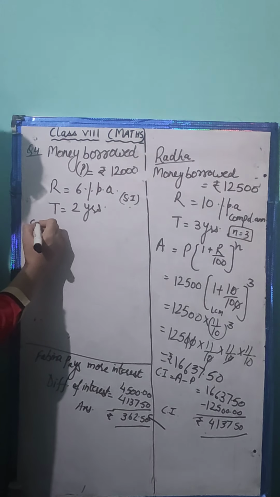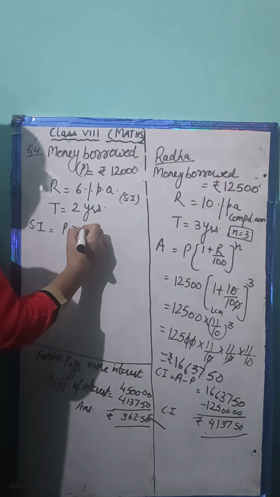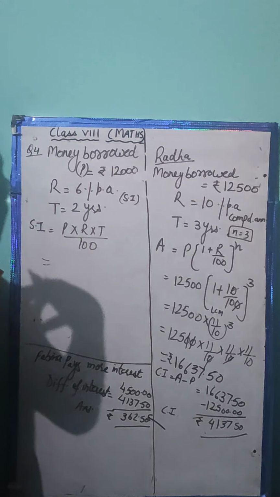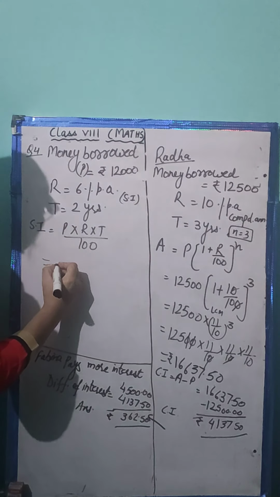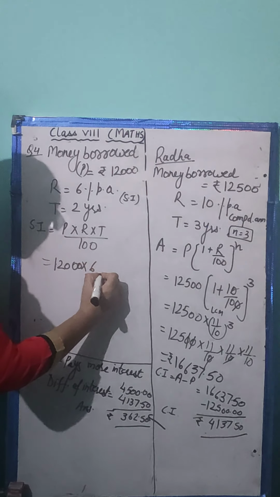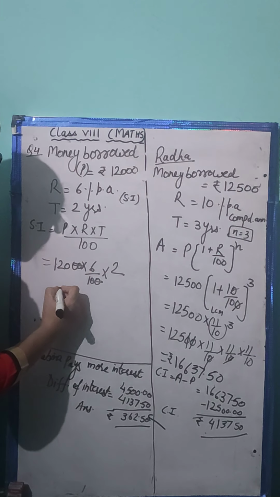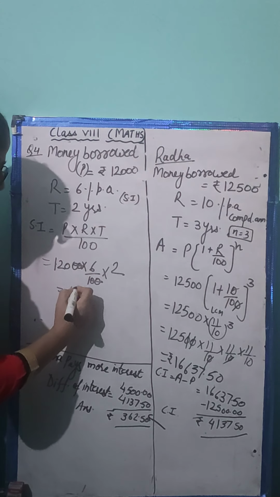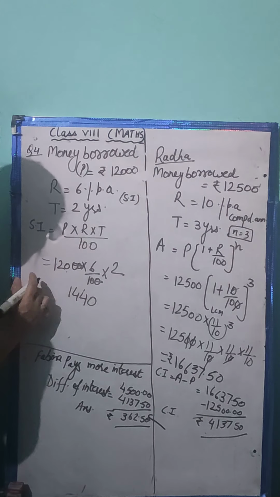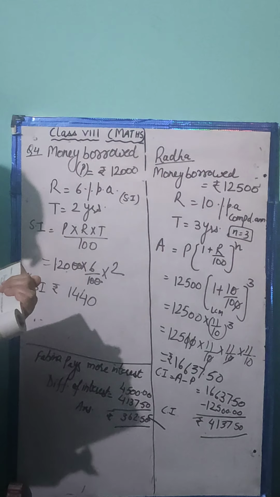So what will be the interest that is to be given? Because it is simple interest, P into R into T by 100. So putting in values, principal is 12,000 into 6% into 2. This will cancel. 6 2s are 12, 12s are 144 and 1 zero is there. So this is the simple interest. This is the interest to be paid.